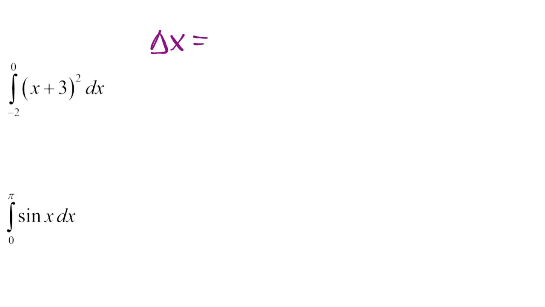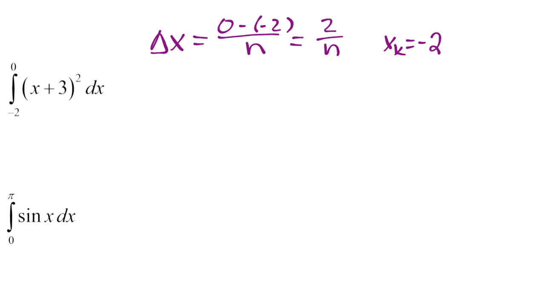In this case, b is 0, a is negative 2. So we got 0 minus negative 2 over n, or 2 over n. So that's delta x. X sub k is going to be a, which is negative 2, plus delta x times k, so that's plus 2 over n times k. All right, those are our x sub k's.